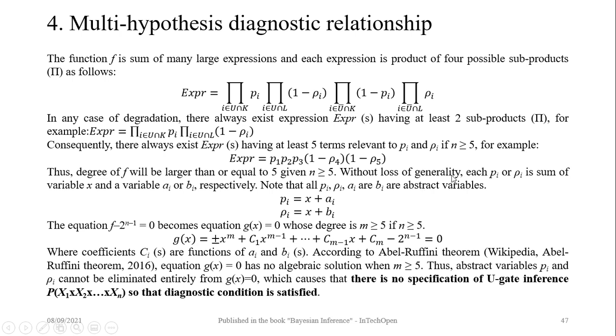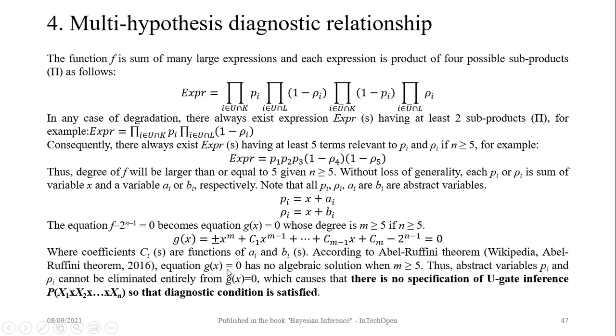Without loss of generality, if pi of pi is a sum of variable ai and variable bi, respectively, note that all ai, bi are abstract variables. Here, the equation F subtract 2 power n minus 1 equal 0 becomes the equation G(s) equal 0 whose degree is m, which is larger than or equal to 5 if n is larger than or equal to 5. This is the equation G(s) equal 0, where the coefficients ci are functions of AI and BI.